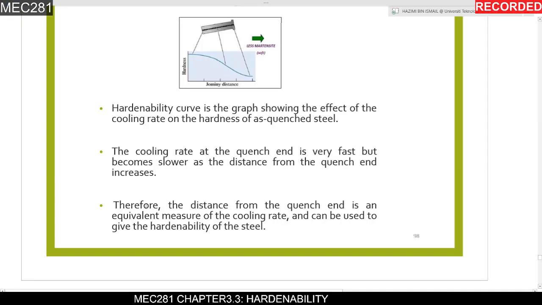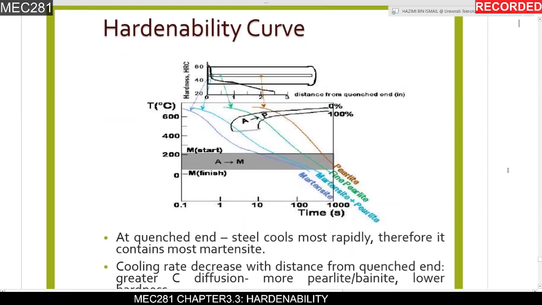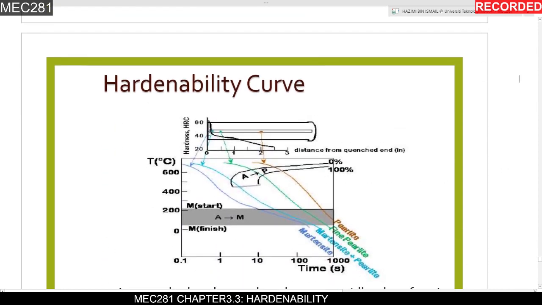Therefore the distance from the quench end is an equivalent measure of the cooling rate, and can be used to give the hardenability of the steel. So this is an example of the hardenability curve.